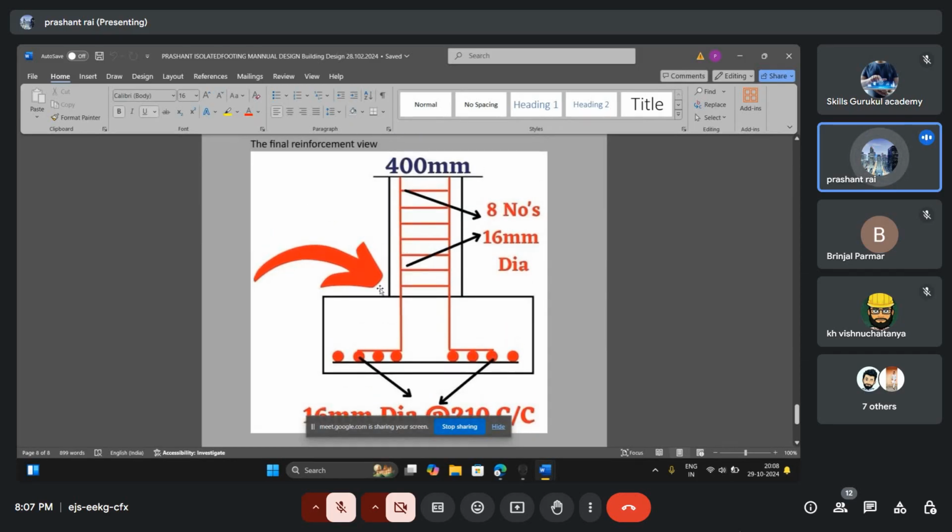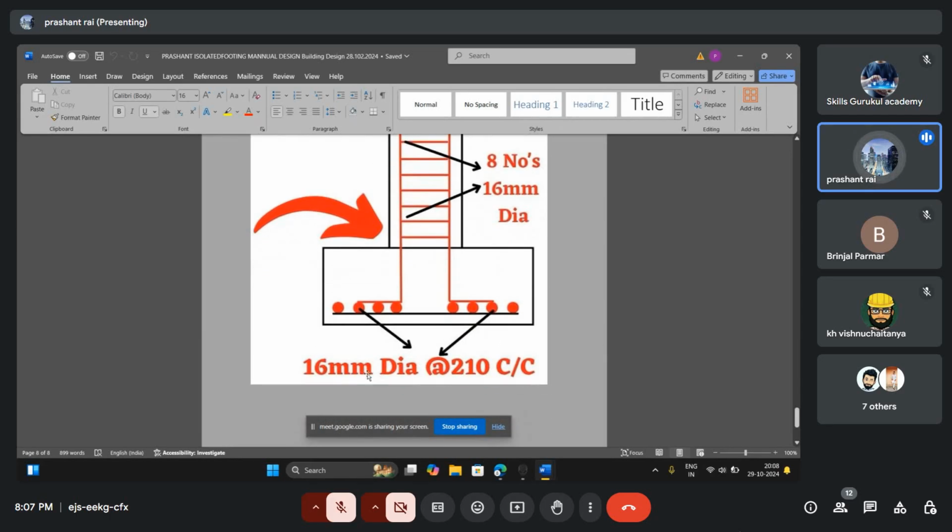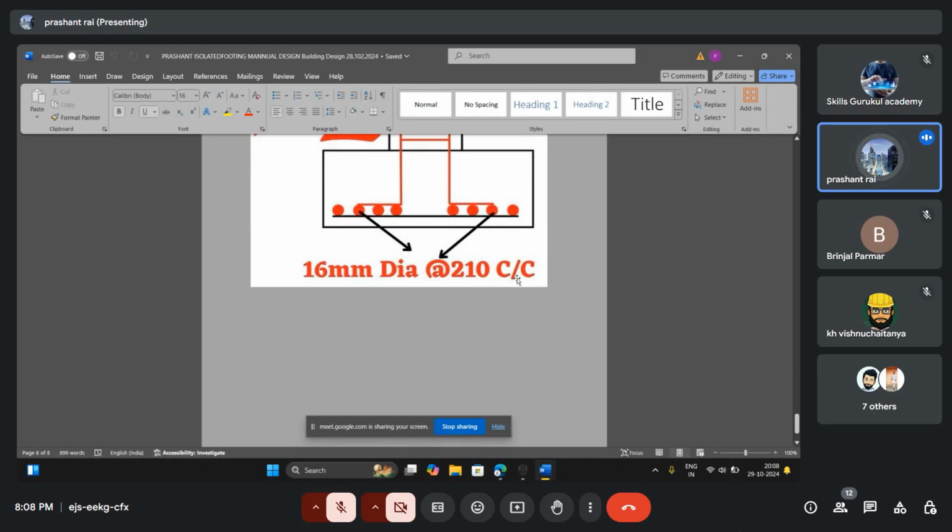So this is the column, these are the ties, and this is the footing. So 16 bars in the column, at center to center distance. Sorry, it's the center to center distance.